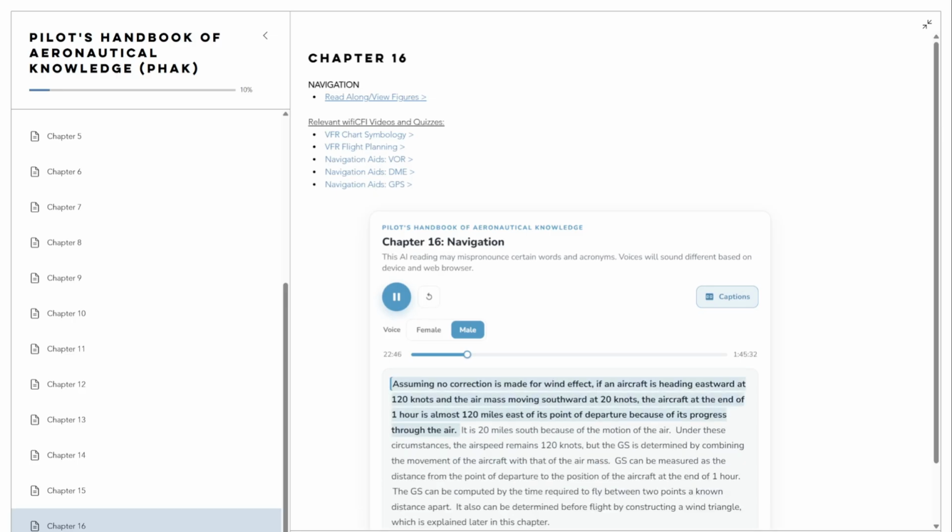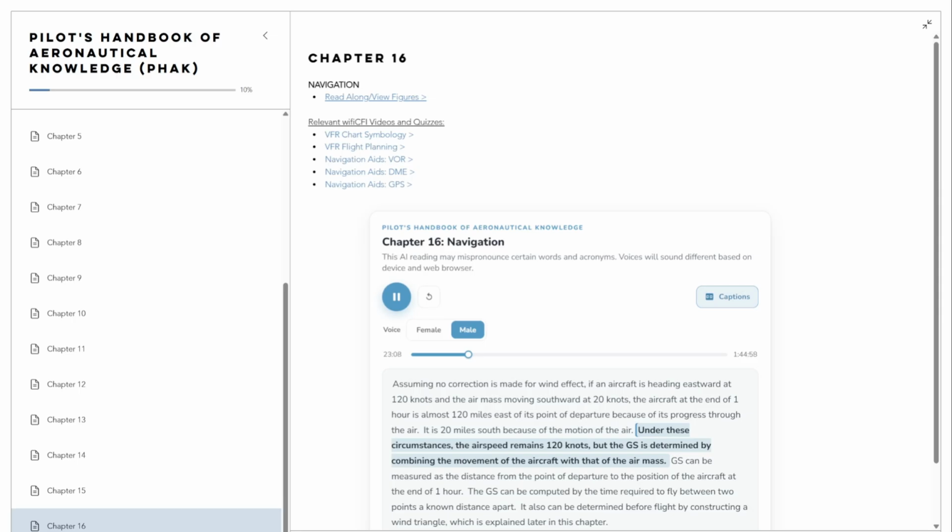Assuming no correction is made for wind effect, if an aircraft is heading eastward at 120 knots and the air mass is moving southward at 20 knots, the aircraft at the end of 1 hour is almost 120 miles east of its point of departure because of its progress through the air. It is 20 miles south because of the motion of the air. Under these circumstances, the airspeed remains 120 knots, but the GS is determined by combining the movement of the aircraft with that of the air mass.